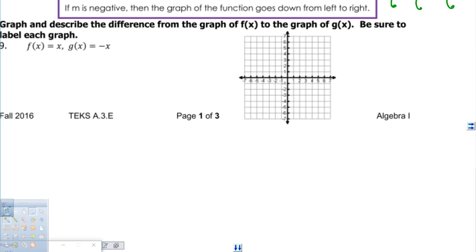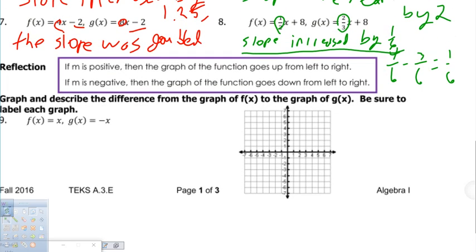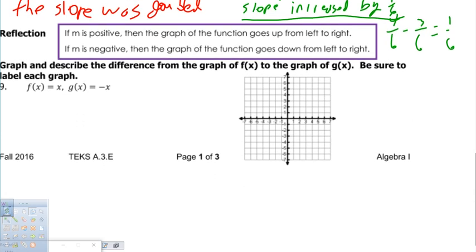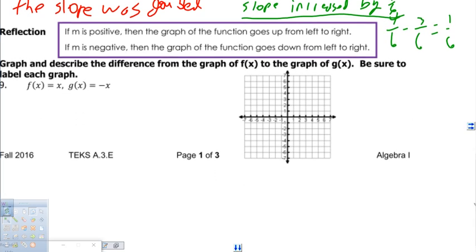Next up, it's asking us to talk about if m is positive, then the graph of the function goes up from left to right. Okay? Goes like that. Okay? If m is negative, then the graph of the function goes down from left to right. Okay? It will go like that. Okay? That's pretty obvious. So graph and describe the difference from the graph of f of x to the graph of g of x. Be sure to label each graph.